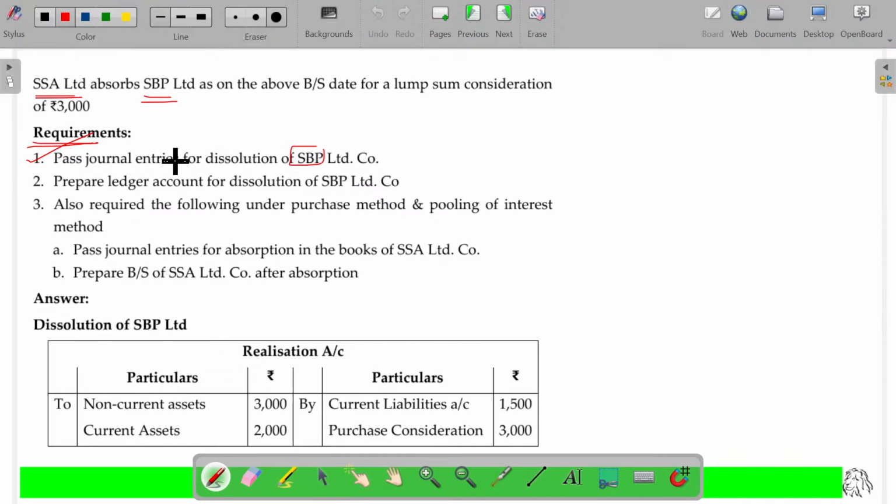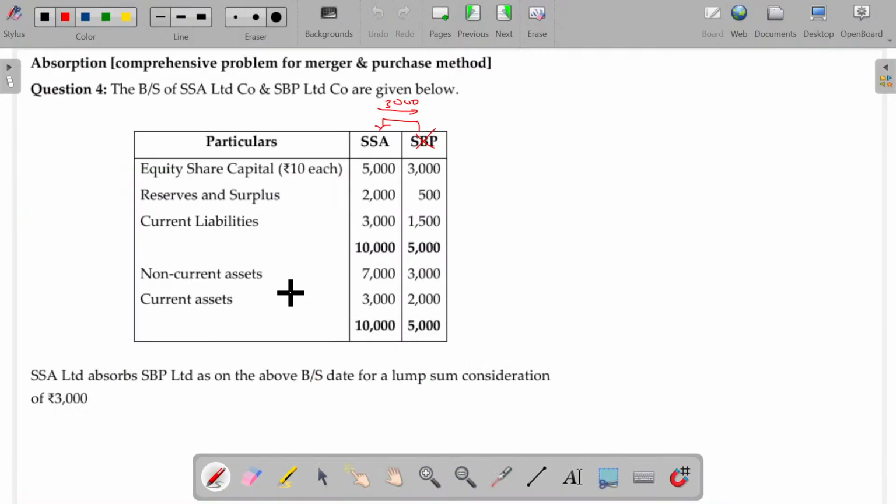So now you have to pass journal entries for dissolution of SBB, prepare ledger accounts for dissolution of SBB, and also, under the purchase method and pooling of interest method, pass journal entries for absorption in the books of SSA Limited and prepare the balance sheet of SSA Limited after absorption. So you have to do all the calculations.